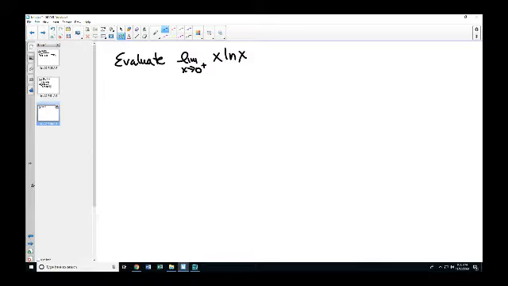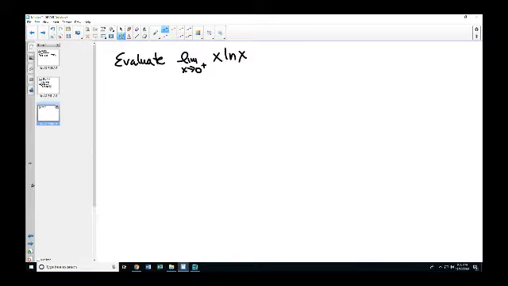Why is that 0 from the right? Because that can never be zero. Zero is not in the domain of natural log, right? Natural log can never be zero.